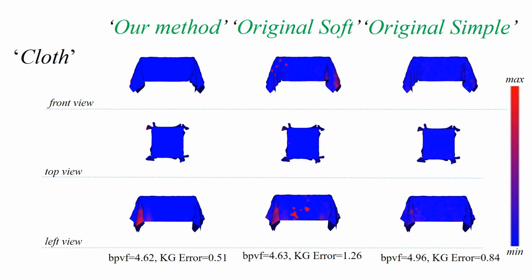In addition, our method is significantly faster than the original SOFT and the original SIMPLE. Our method consumed 17 seconds. The original SOFT consumed 36 seconds. And the original SIMPLE consumed 4,622 seconds.